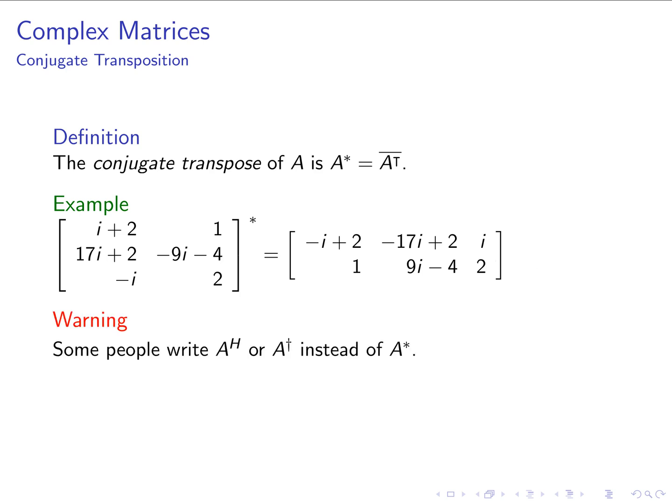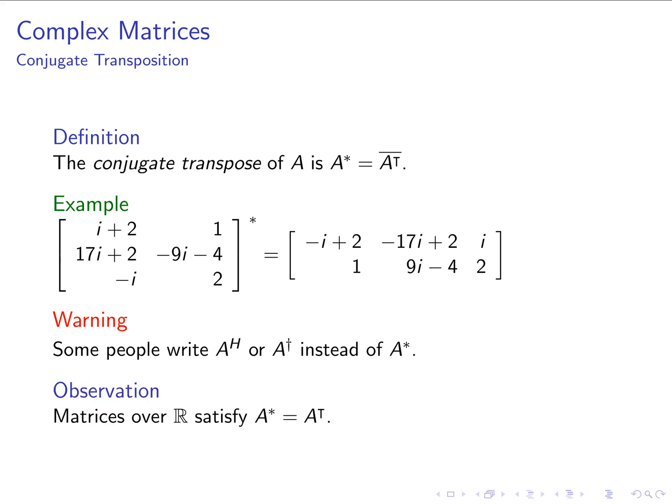So there's a word of warning we should issue here. Some people use different notation than A star. Many people write A to the H, and the H here stands for the name Hermite, who is the mathematician who invented this process. Other people use this dagger notation, so they write A to the dagger in place of A star. So be aware that other people use differing notation for the conjugate transpose operator.